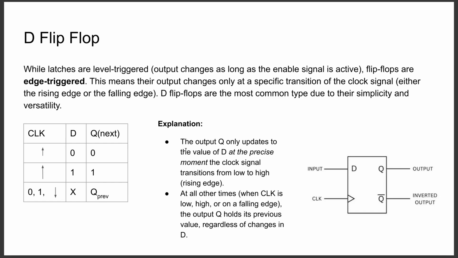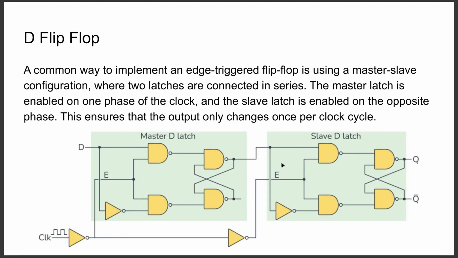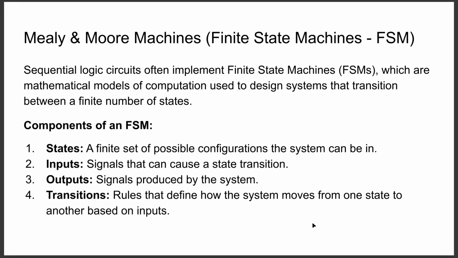So, explanation: the output Q only updates to the value of D at the precise moment the clock signal transitions from low to high. At all other times, when the clock is low, high, or on a falling edge, the output of Q holds its previous value, regardless of changes in D. A common way to implement an edge-triggered flip-flop is using a master-slave configuration, where two latches are connected in series. The master latch is enabled on one phase of the clock, and the slave latch is enabled on the opposite phase. This ensures that the output only changes once per clock cycle.